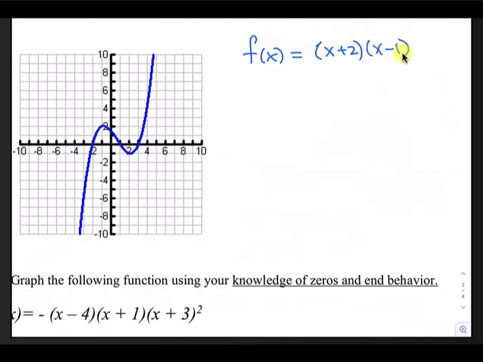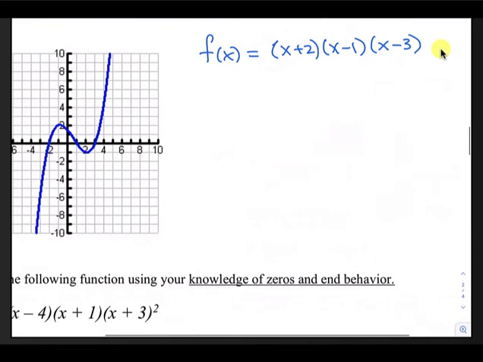So we'll add that to the list of factors. And we can also see that the graph crosses the x-axis at +3, and so the factor for that would be x minus 3. So our final equation is this. F of x equals x plus 2 times x minus 1 times x minus 3. And keeping that in factored form is perfectly fine.